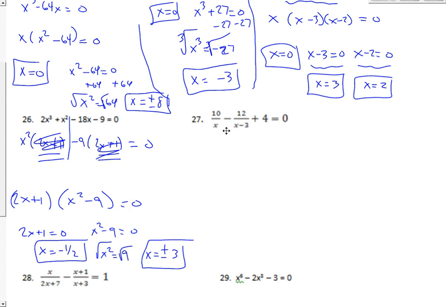Number 27, I've got fractions and I'm trying to solve an equation. So I'm going to multiply by the common denominator of x times x minus 3. When I distribute to the first fraction, the x's will cancel. I will be left with the 10 and x minus 3. For the second term, the x minus 3 will cancel. I will be left with the x times the 12.